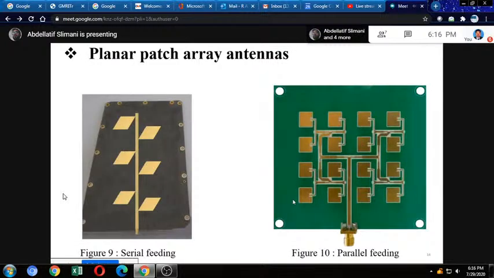If I talk about planar patch array antennas, here is an example. In figure 9, serial feeding, we have just one single feed line used to power all antenna elements. In figure 10, parallel feeding, we have just one single port used to power all antenna elements, and many feed lines. Also in this case, if I change frequency in serial feeding, the phase shifts between radiating elements change. But for parallel feeding, the phase shifts stay stable when I change frequency.